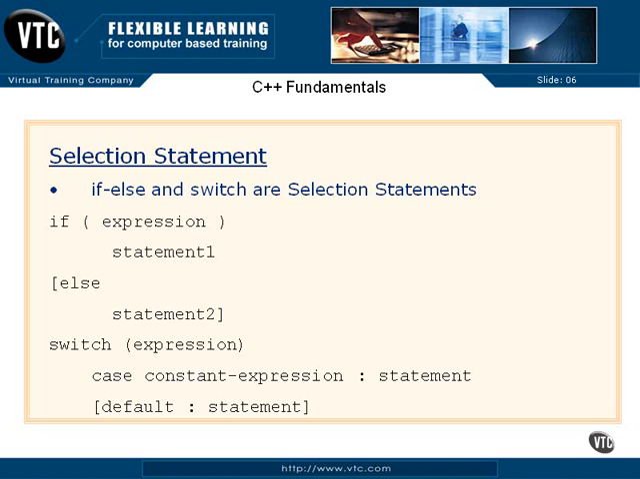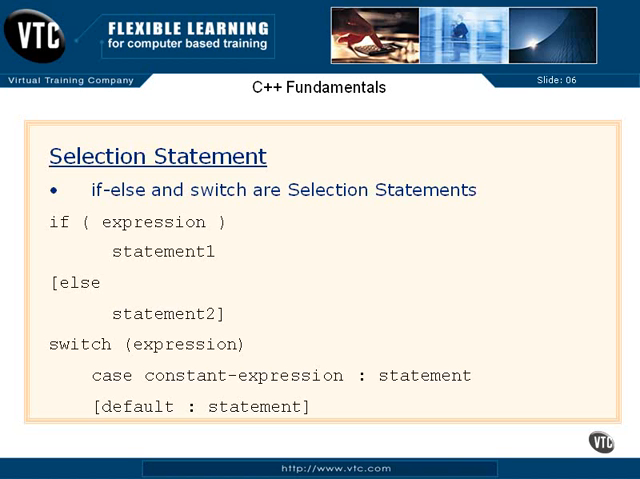Now we're going to look at the selection statements. There's only two of them. The if-else and switch are selection statements, and you're probably familiar with them, but we'll just cover them quickly here. If an expression evaluates to true, then we do statement 1. If the expression evaluates to false, has a 0 value, and there's an else present, then we'll go down and do the else and do statement 2. The else, as you can see by the brackets around it, is optional. You can have the if and statement 1 and move on.